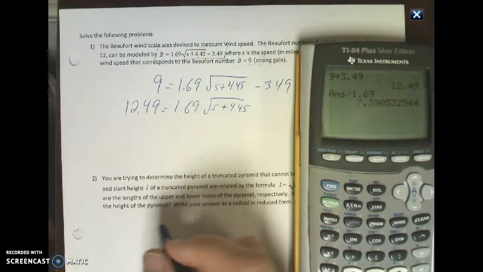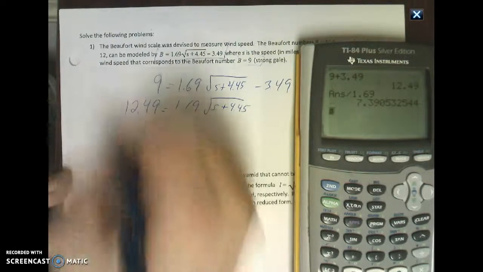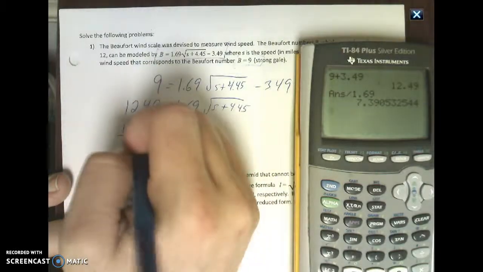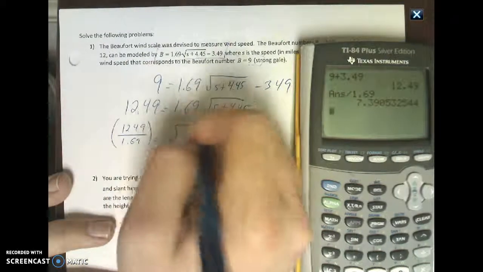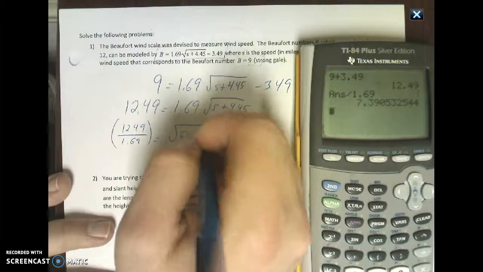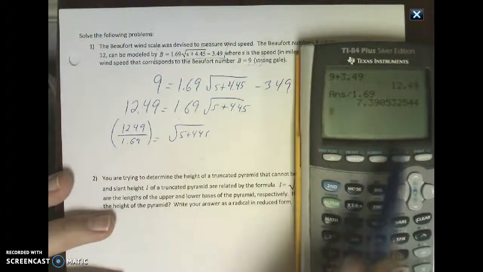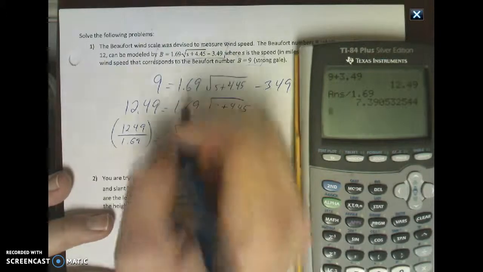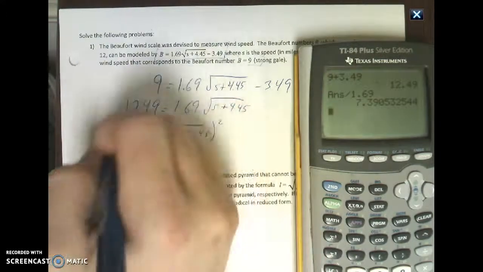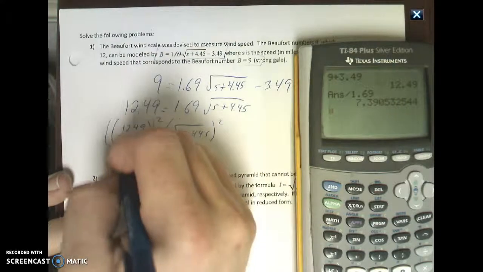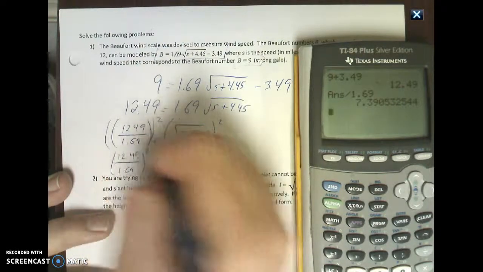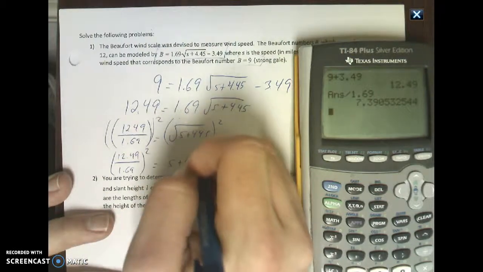Okay. Here's where, bear with me, I'm going to write it out like so, because I want the most exact answer. If you write this out, you have to write out every decimal. This just looks cleaner for right now. What's the opposite of square root? Square both sides. So I have 12.49 divided by 1.69 squared equals S plus 4.45.